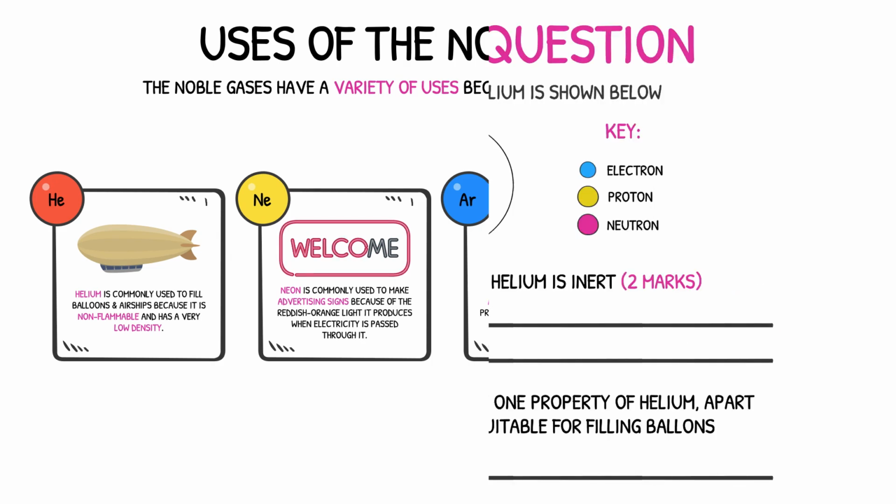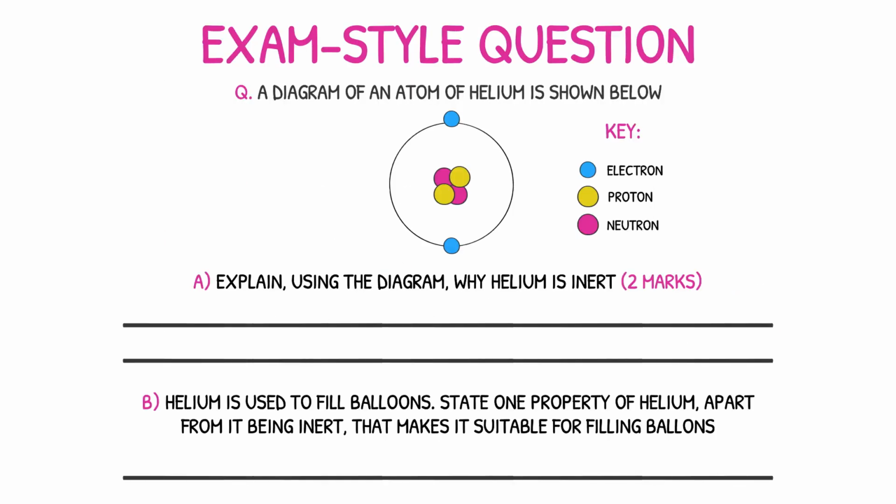Here's an example of a past paper question that I'd like for you to attempt to test your understanding of the content covered in this video. Pause the video and take your time to work it through. Press play once you're ready to check your answers. A diagram of helium is shown below. Explain, using the diagram, why helium is inert, and state one property of helium, apart from it being inert, that makes it suitable for filling balloons.